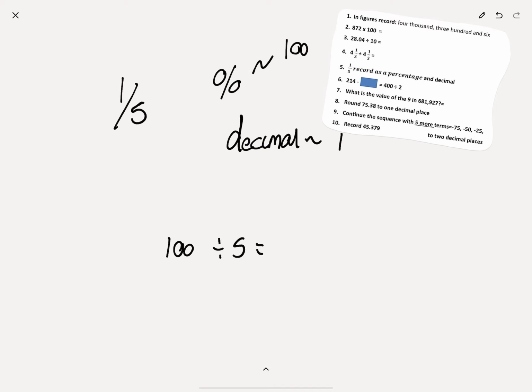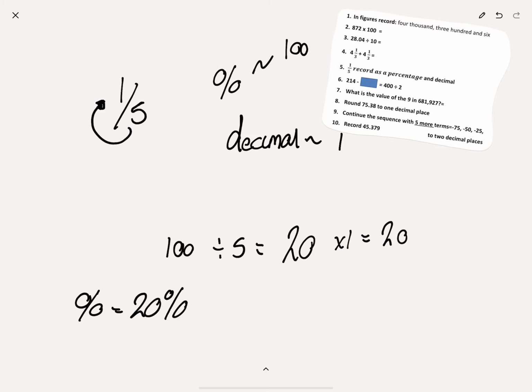1/5 recorded as a percentage and a decimal. Now remember that a percentage is out of 100 and a decimal is 1, with 1 being the whole. So to find the percentage, you're going to take 100. You're going to divide it by 5. 100 divided by 5, split into 5 equal groups, is 20. Now I had 1/5, so I take the 20 and I multiply it by the numerator, 1, which stays at 20. So the percentage is 20%.